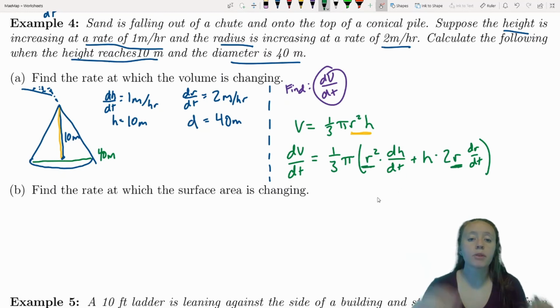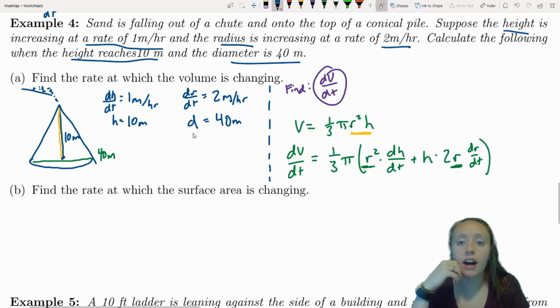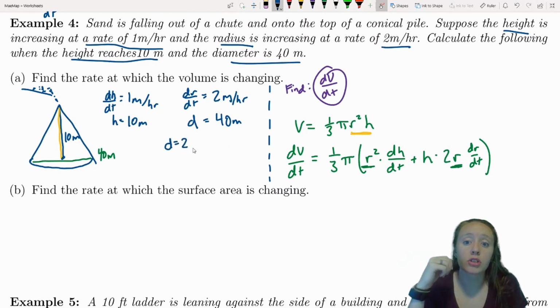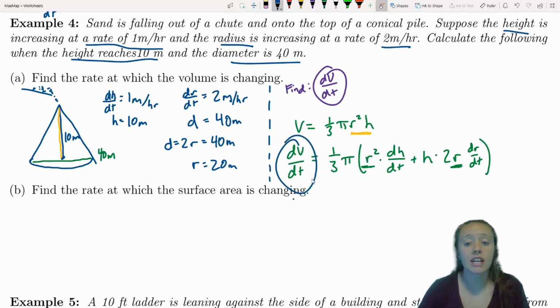Now, as you can see from my given information, I have pretty much everything in my problem except what r is. I'm going to need some other formula in order to figure out what r is. But what's the diameter? Let's go back to this over here. Our diameter is 40 and the diameter is 2 times the radius. So if the diameter is equal to 2 times r, and that's all equal to 40 meters, well, dividing both sides by 2, we'll get that r is equal to 20 meters. So now I have everything I need. I have r, I have dh/dt, h, and dr/dt.